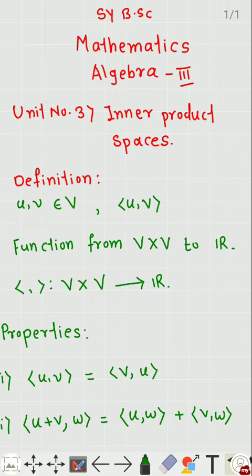In this lecture, we learn unit number 3, inner product spaces. In the previous lecture, we defined what is meant by inner product. Inner product is a function from the set V cross V to the set of real numbers. So it is a real valued function.